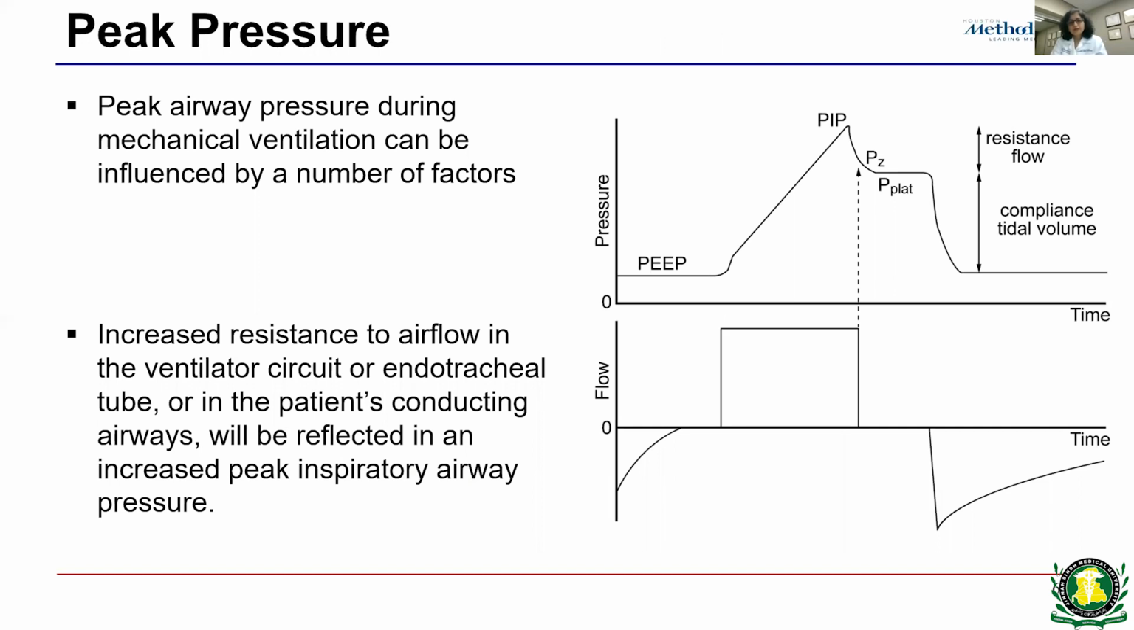What is peak pressure? Peak airway pressure during mechanical ventilation can be influenced by a number of factors. It is the increased resistance to airflow in the ventilator circuit or endotracheal tube or in the patient's conducting airways that will be reflected in an increased peak inspiratory airway pressure, as shown here, PIP.